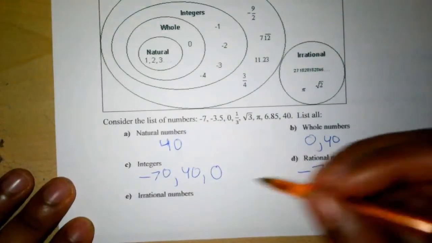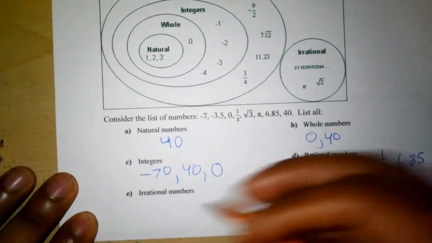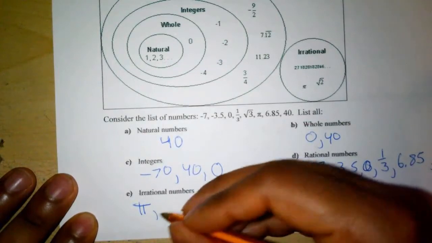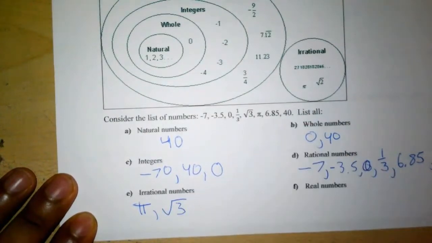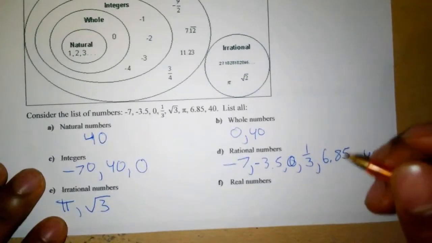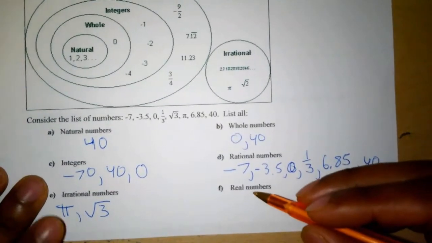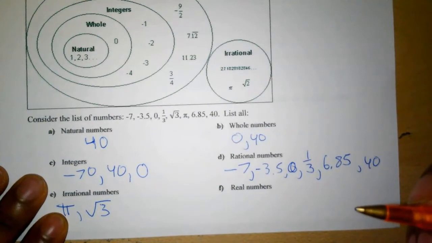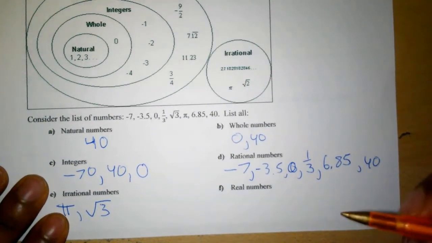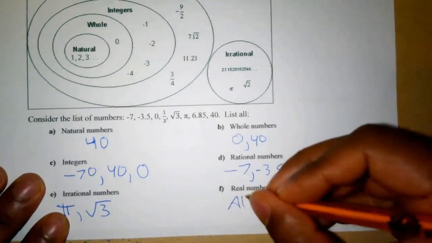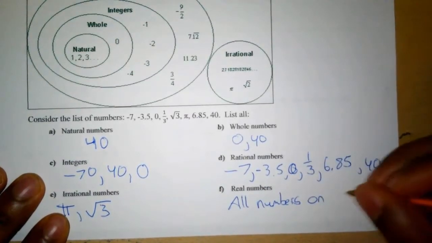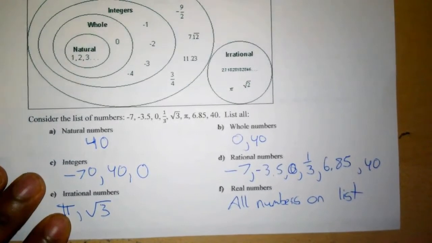Irrational numbers, the numbers that we can't put as fractions. We got pi there. You also got the square root of 3. You can't put those as a fraction either. Okay. And finally, real numbers. This is going to be the biggest set. So real numbers is going to be basically everything. Yeah, all the numbers. So without writing them all, let's say all numbers on the list. Okay. Good.